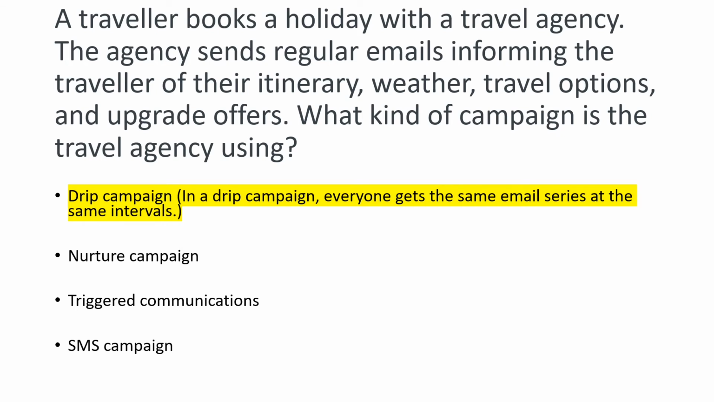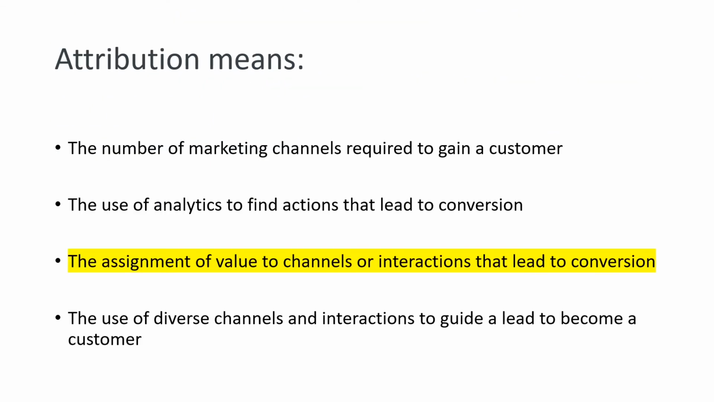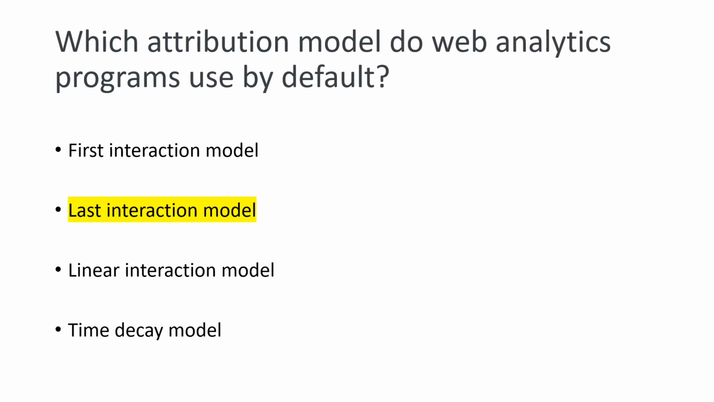The agency sends regular emails informing the traveler of their itinerary, weather, travel options, and upgrade offers. What kind of campaign is the travel agency using? Drip campaign. In a drip campaign, everyone gets the same email series at the same intervals. 226. Attribution means the assignment of value to channels or interactions that lead to conversion.